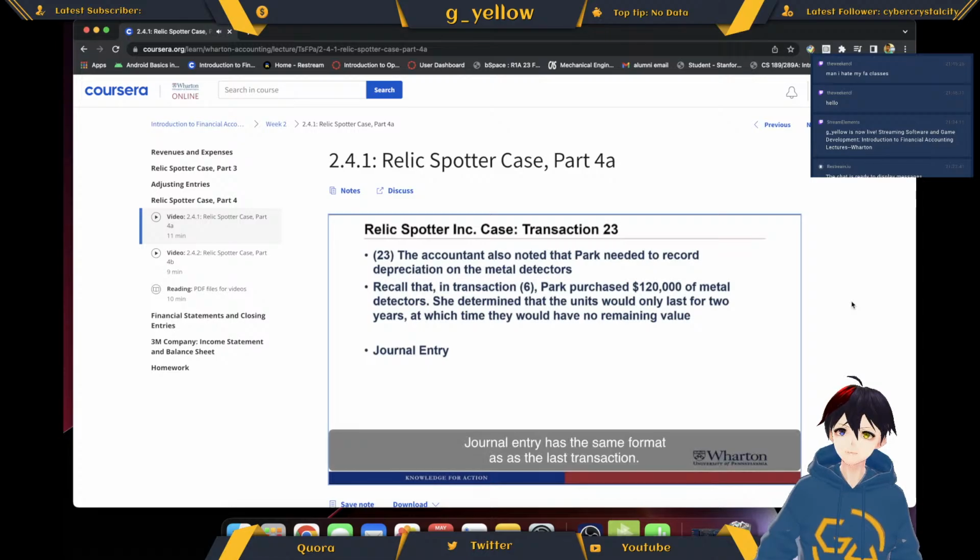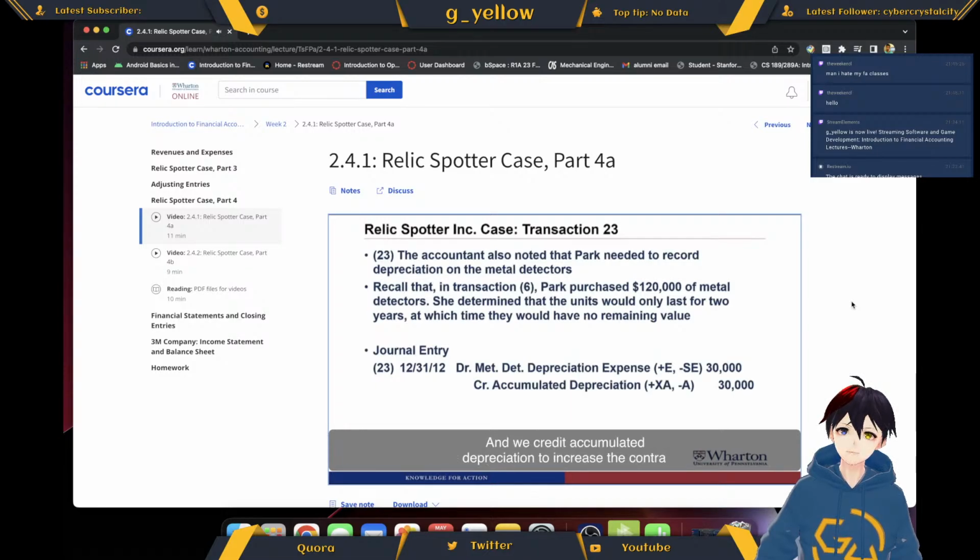Journal entry has the same format as the last transaction. We debit metal detector depreciation expense to create the expense, and we credit accumulated depreciation to increase the contra asset where we store up depreciation over time.